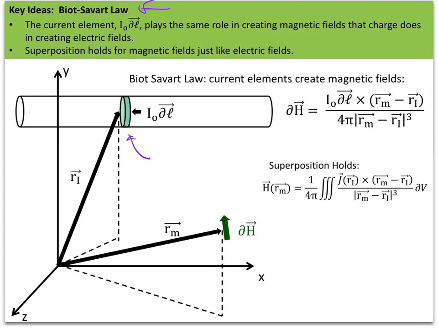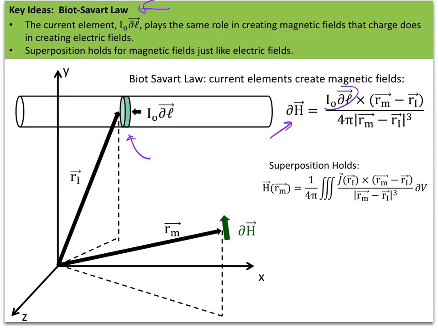Charges create electric fields. Little tiny slices of current, little elements of current, create magnetic fields. The overall magnetic field is basically just the sum of all the little pieces of magnetic field created by these little current elements. So the piece of a magnetic field, dH, is given by this expression right here.